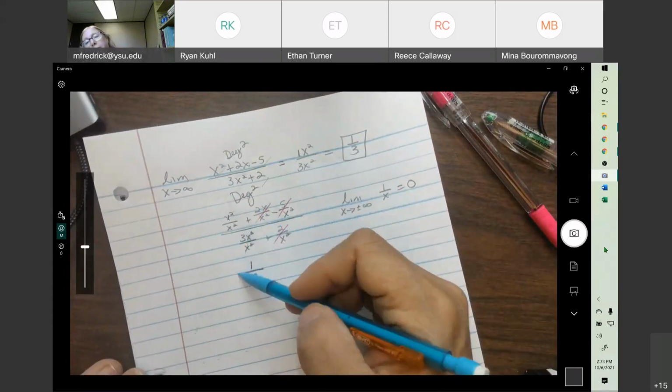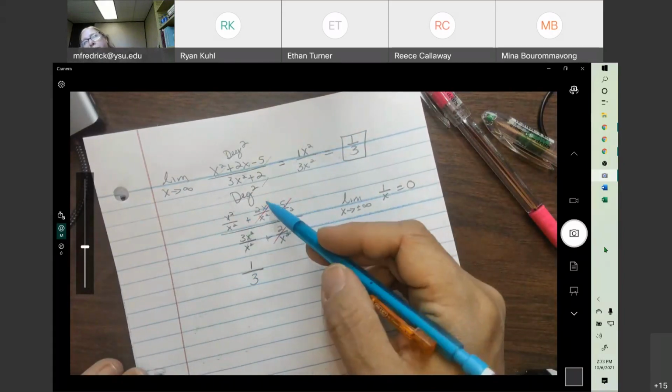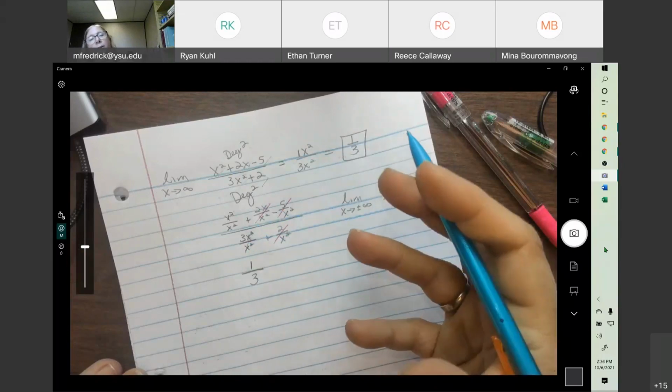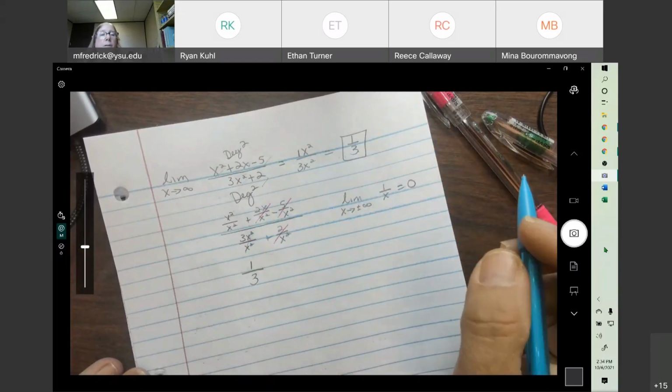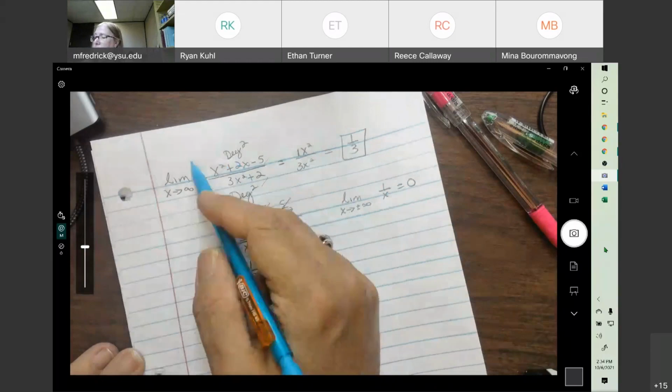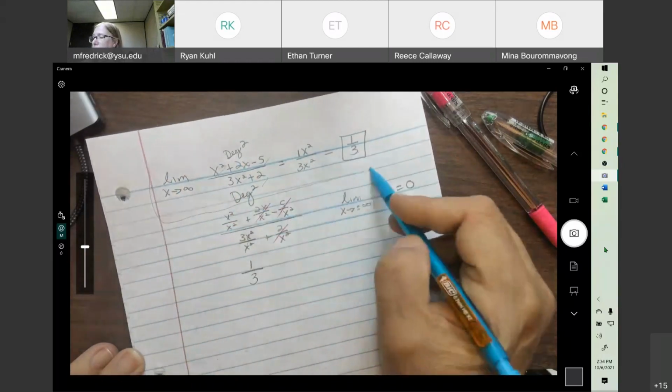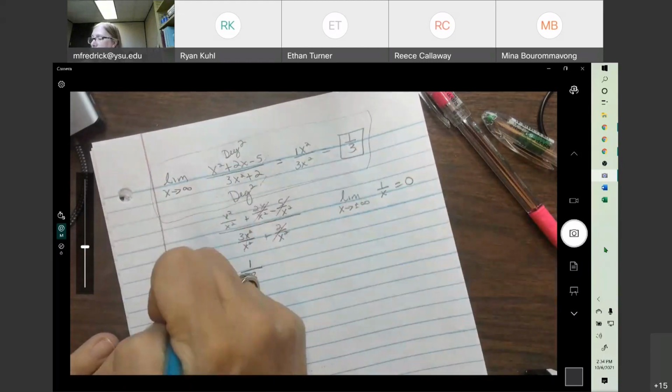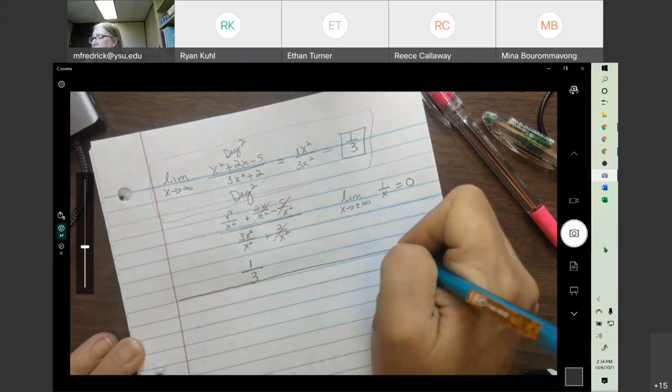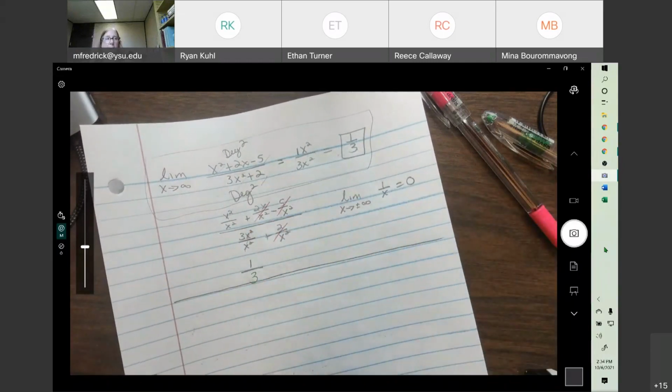So if you see this on my labs, they're just showing you the long version that you would use as a proof. But you can do it this way. Any questions on when the degree of the top and bottom is the same?